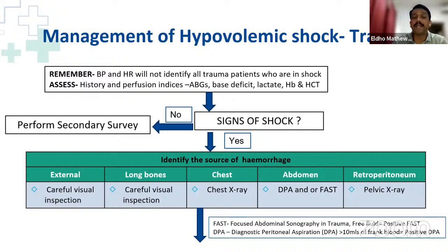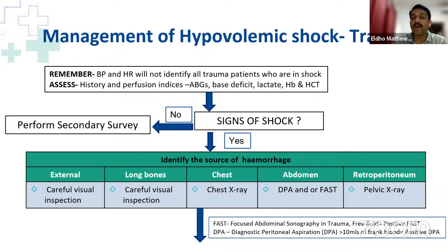Why? Because in any trauma, there's a chance of hypoperfusion. This can lead to anaerobic metabolism. In anaerobic metabolism, there is production of lactate, which is the end product, and which can lead to metabolic acidosis. There is accumulation of lactate, and the base deficit also we can find. If you are able to find the reason for the trauma and rectify that, then we can go for the secondary survey.